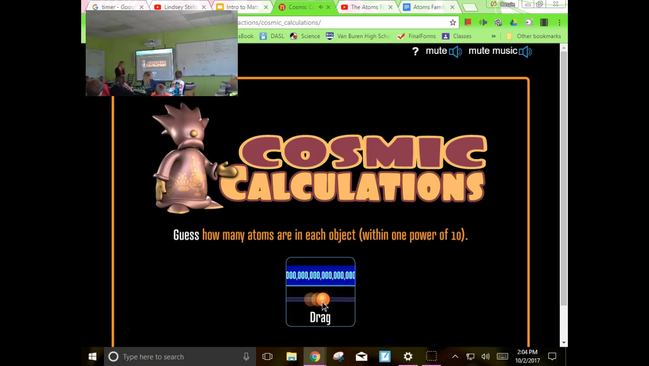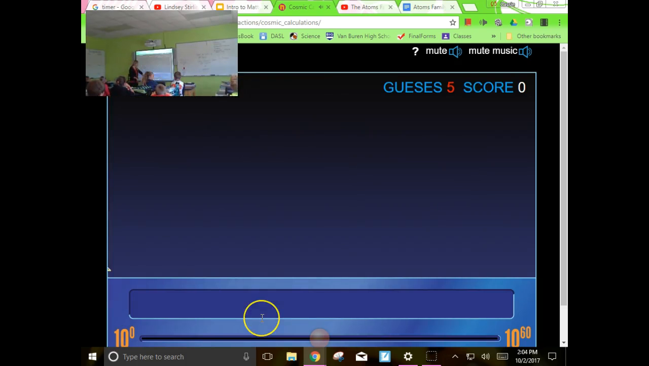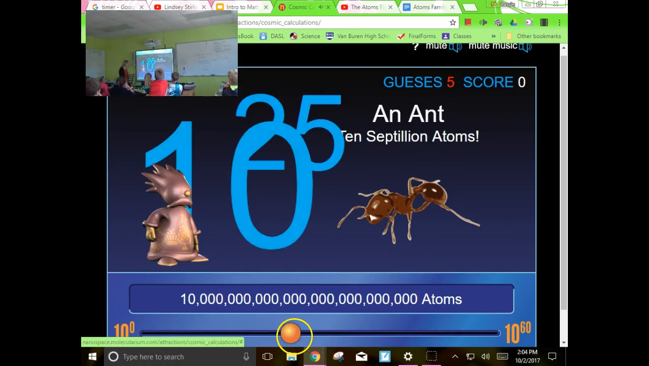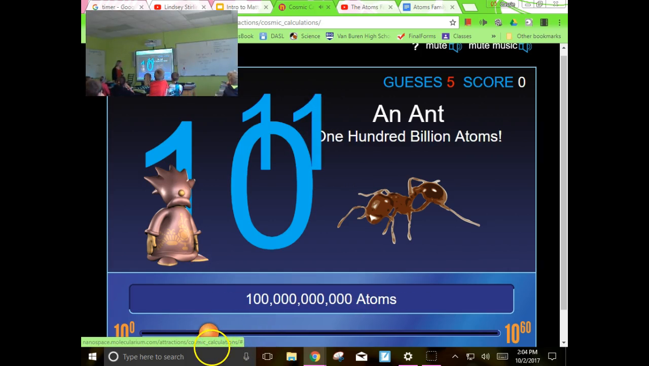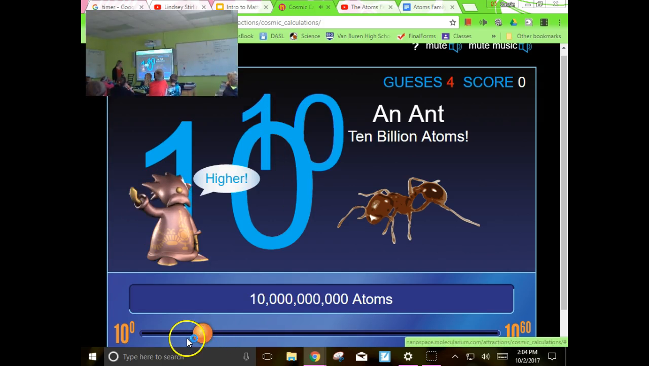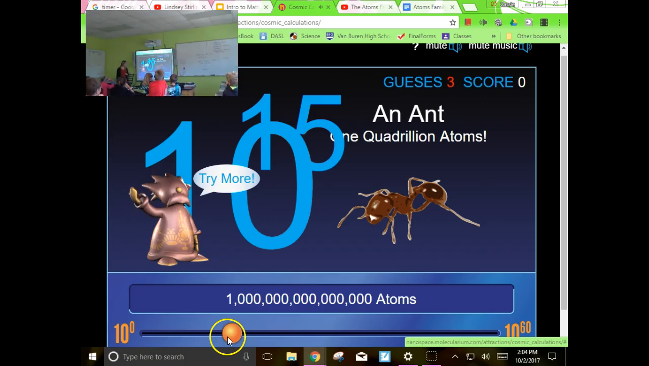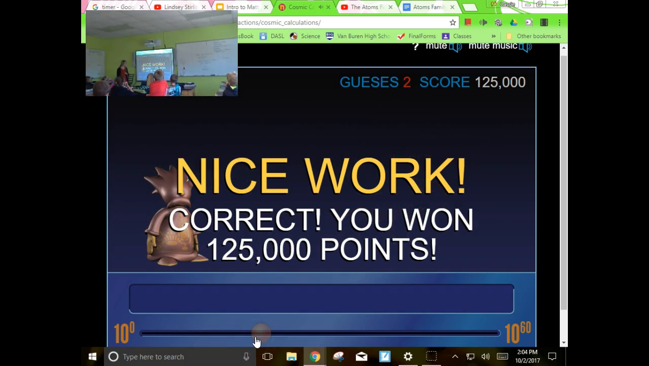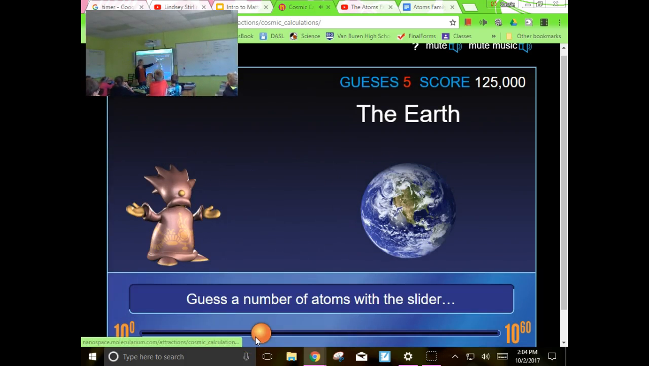Okay. So on this game that you guys are going to get on here in a minute, they're going to give you different objects. And you have to try and figure out how many atoms are in each one. So you're going to slide this over, and it'll come up with 10 to the 10th power or something. As long as you hold your mouse down and then slide it, but as soon as you let go of your mouse, it tells you you need to go higher or lower. So she got that. That was 10 to the 20. And up in the top corner, it tells you.